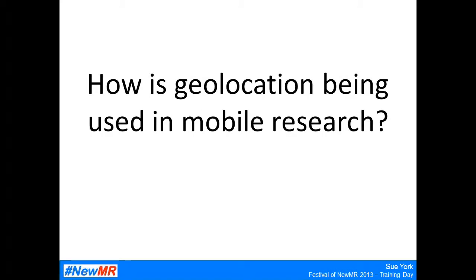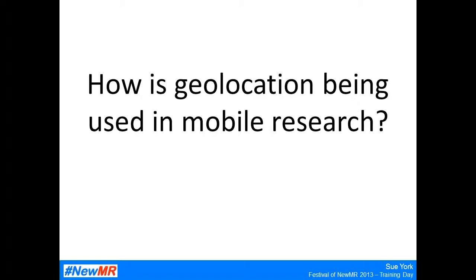How is geolocation being used in mobile research? Geolocation is a term that is used to cover a range of techniques that utilize the features of the phone to locate it geographically. The location of the phone can be used in a variety of ways, but there are two key ways it is being used at the moment. Firstly, it's used to track where the person with the phone is.